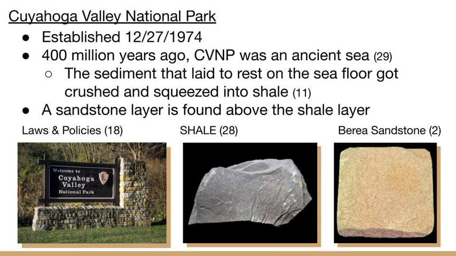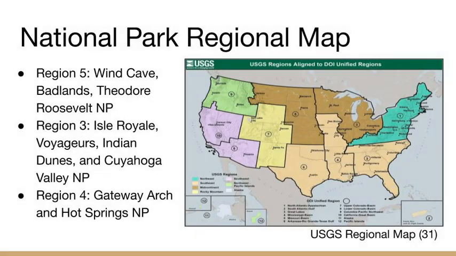According to the Geology of Cuyahoga Valley National Park article, above the shale is a Berea sandstone layer, and billions of grains of sand were deposited into river deltas that eventually cemented into sandstone. The third and final region covered is the Mississippi Basin region, the fourth region on the map. The parks we will look at today are Gateway Arch and Hot Springs National Park.